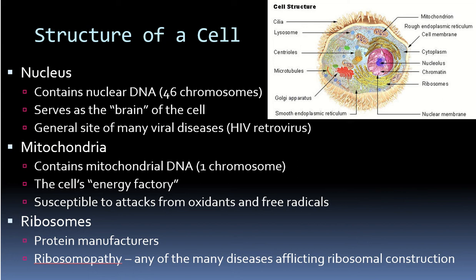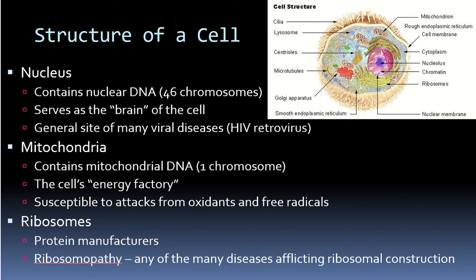And then for ribosomes, which are the protein manufacturers, there are a variety of diseases called ribosomopathy, which could be any diseases afflicting ribosomal construction. Now, for this class, we're going to get into diseases. For some body systems, we will get into medical technology. So that was just an introduction into some diseases that affect the cellular scale.